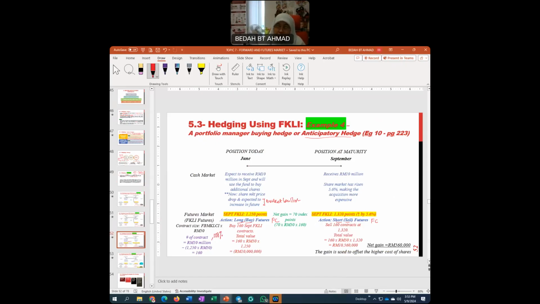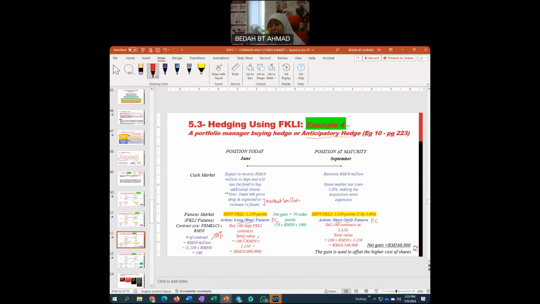So this is the exact number of contracts where there is no overhedge or underhedge. So 1250 multiplied by 50 is 62,500. So 10 million divided by 62,500 is about 160. So 160 contracts, with contract size 50, multiplied by index point 1250, is 10 million.